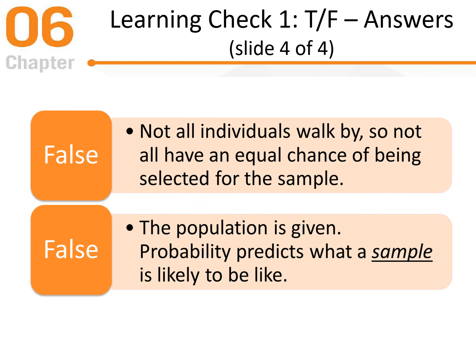So if you're given a population, you can predict with a probability what the sample is going to be. But if you're given a sample, you can't predict the probability of the population parameters. You can try to draw an inference from the sample of the population, but you can't just use probability to predict what the population is.